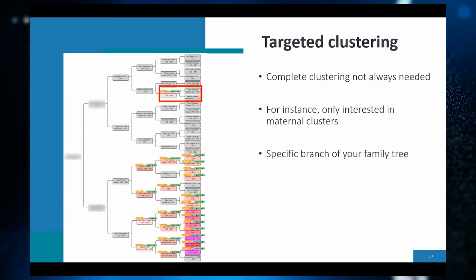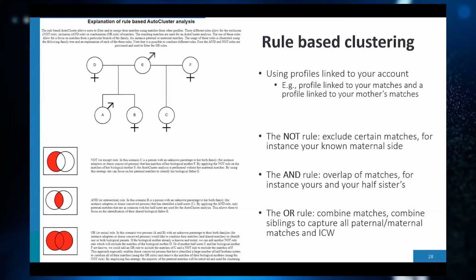So we decided to make a rule-based clustering approach available for this, which actually makes use of three rules. This employs the profiles that are linked to your account. So it is, for instance, useful for all of your Family Tree DNA profiles, your 23andMe profiles. So let's go through the rules. Every run that you do has this very nice graphical interface and shows you the different scenarios. This is also on the website, so this explains when and why you should use certain rules.